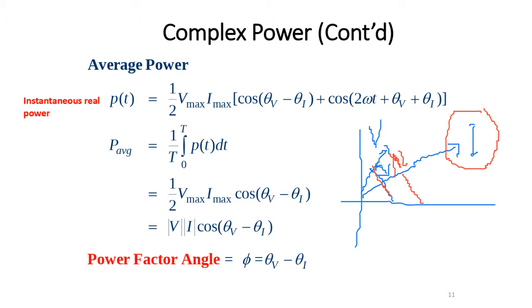When the current lags the voltage, we have an inductive network, motors for example. Industry has large motors, so they need reactive power, and the power factor will be lagging. When we have a capacitive network, meaning the capacitance part is higher than the inductance, then we have a leading power factor.